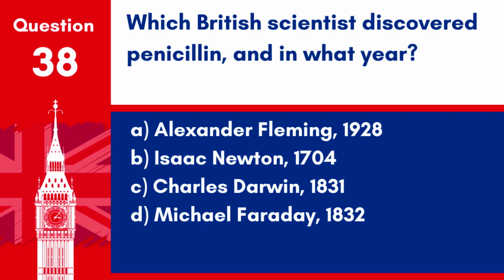Question 38. Which British scientist discovered penicillin, and in what year? A. Alexander Fleming, 1928. B. Isaac Newton, 1704. C. Charles Darwin, 1831. D. Michael Faraday, 1832. Answer: A. Alexander Fleming, 1928. Fleming discovered penicillin by accident, marking a major breakthrough in medical science.